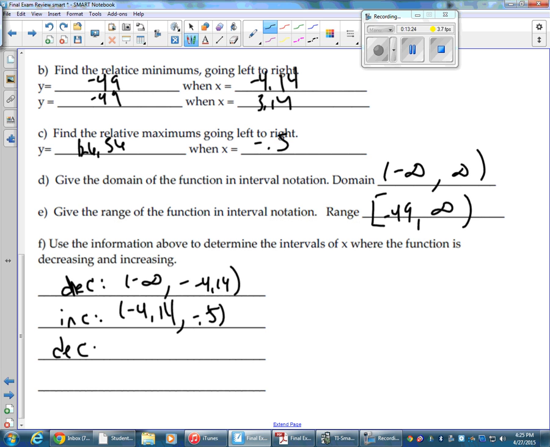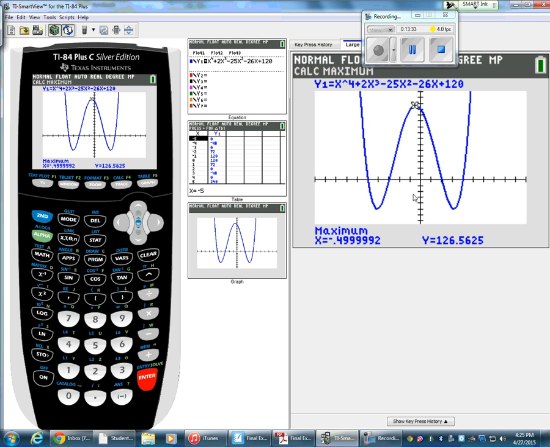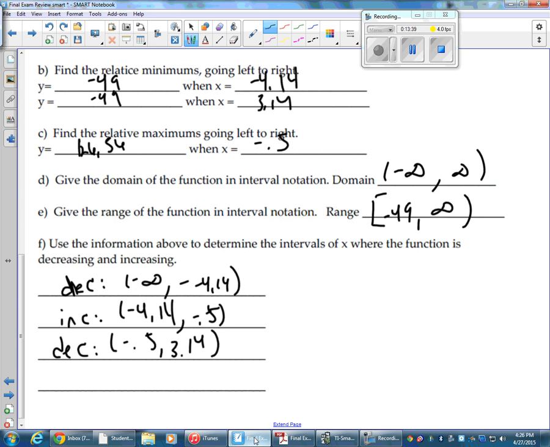And then it's decreasing again from negative 0.5 to 3.14, like right in here, it's decreasing. Between negative 0.5 and 3.14, it's going down. And then from 3.14 to infinity, it's going to be increasing again. Increasing from 3.14 to infinity.